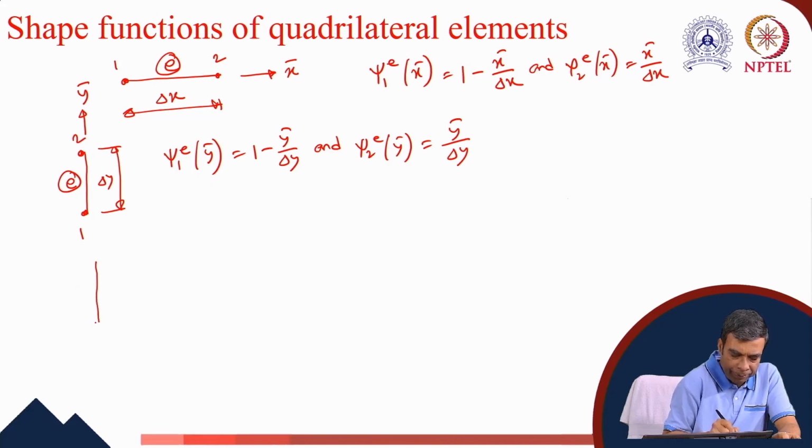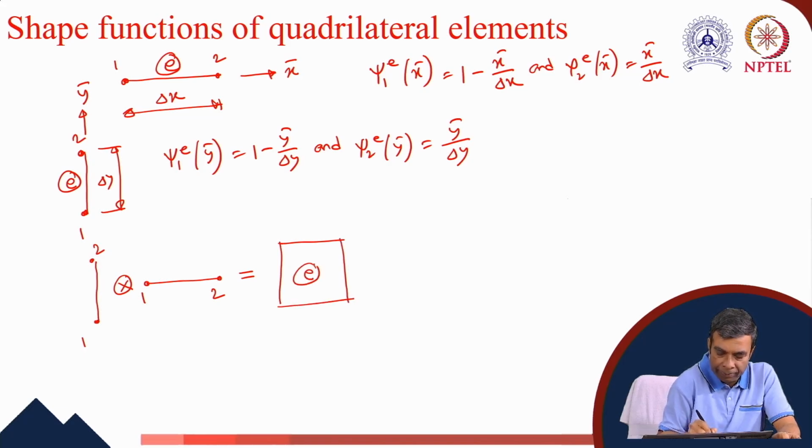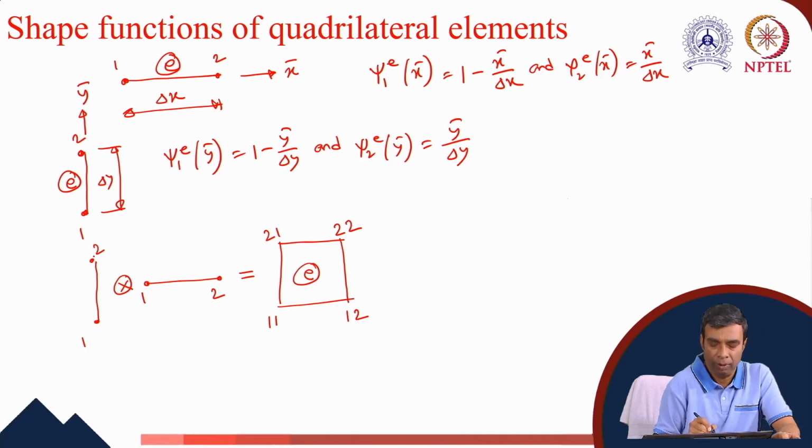The vertical element with local nodes 1 and 2, and outer product with the horizontal element with local nodes 1 and 2, will give us the quadrilateral element E, for which we shall do the numbering as 1 1, 1 2, 2 1 and 2 2. This one and this one correspond to 1 1. This one and this 2 correspond to 1 2. Similarly, this 2 and this 1 correspond to 2 1. And this 2 and this 2 correspond to 2 2.